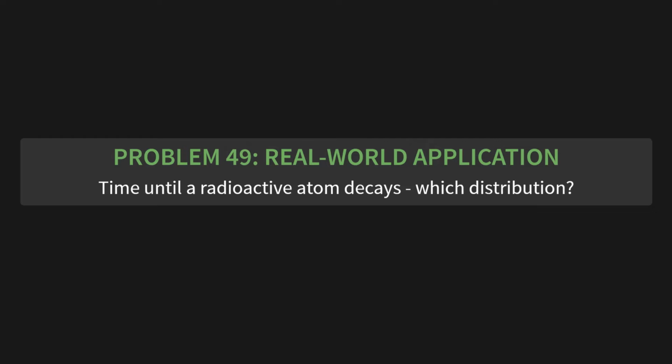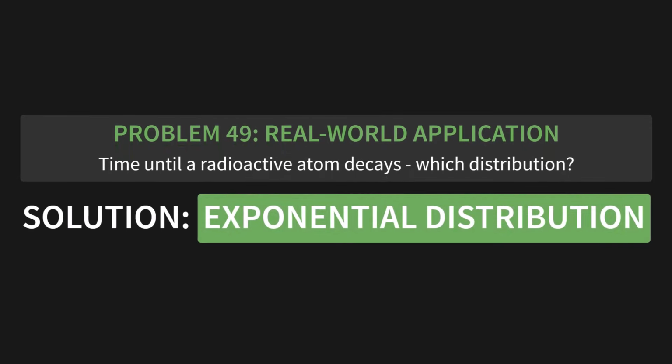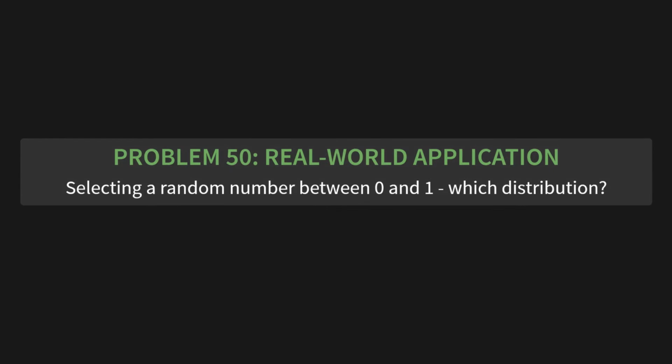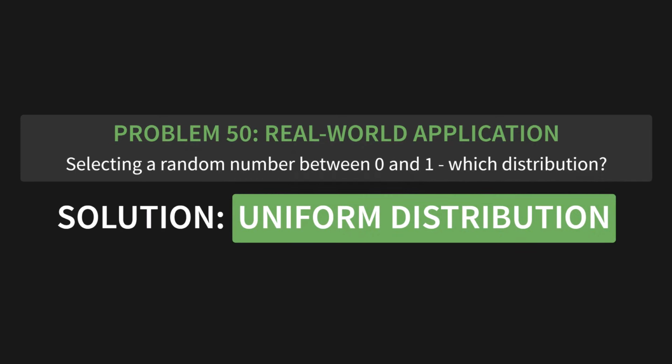Time until a radioactive atom decays. Which distribution? Exponential distribution. Selecting a random number between 0 and 1. Which distribution? Uniform distribution.